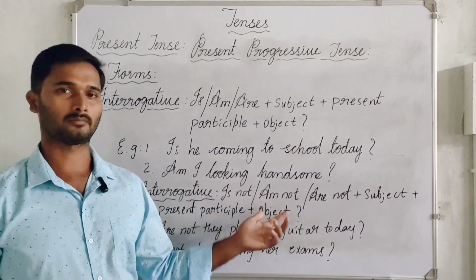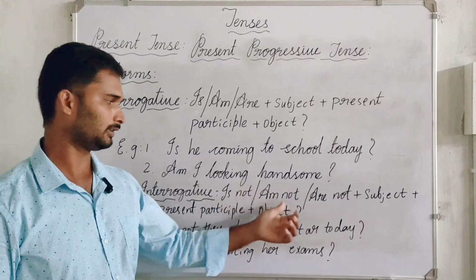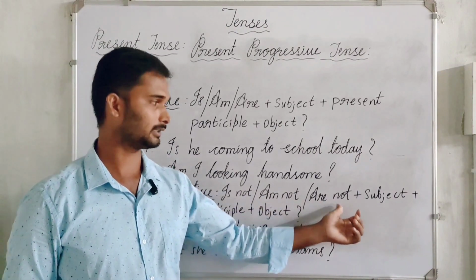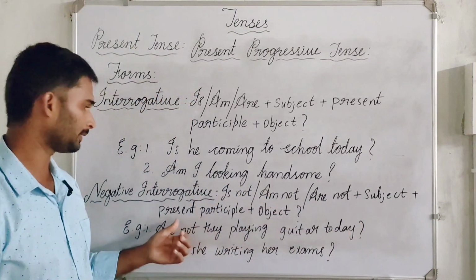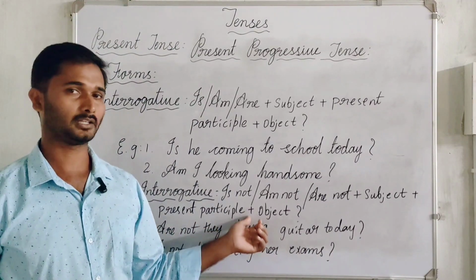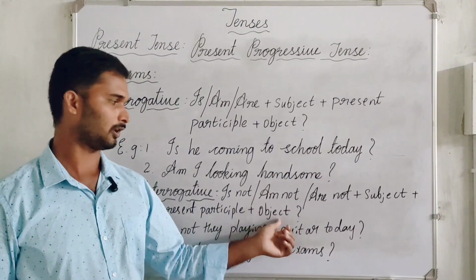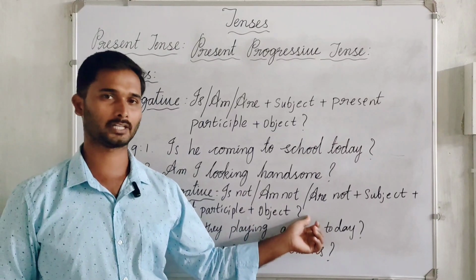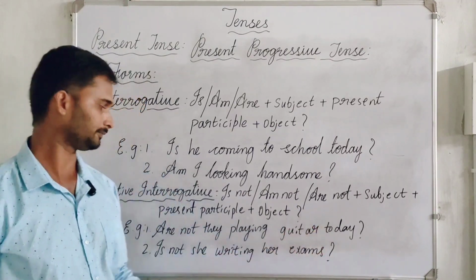Negative interrogative form and the syntax. Is not, am not, are not plus subject plus present participle. We also call it V1 plus ing form plus object. At the end of it, an interrogative mark, means a question mark.